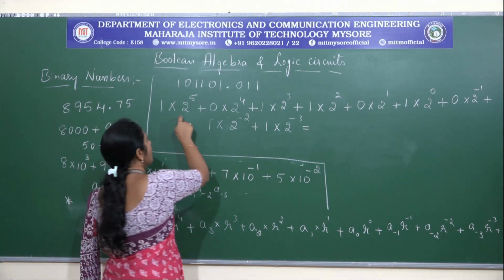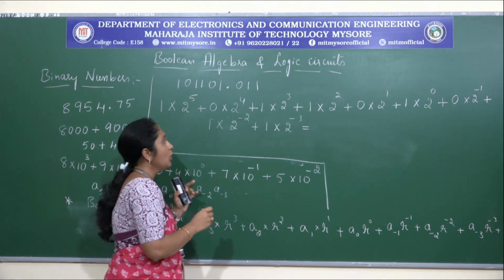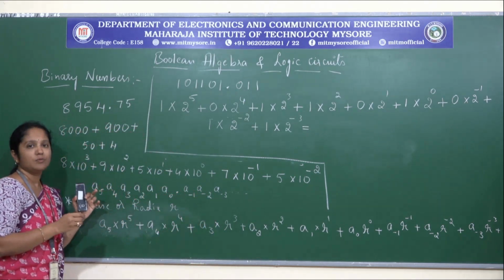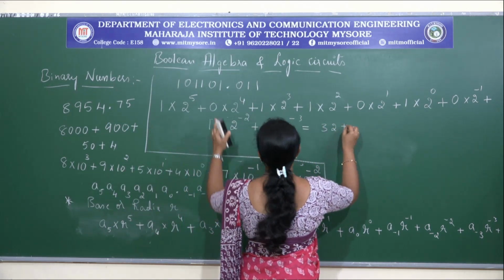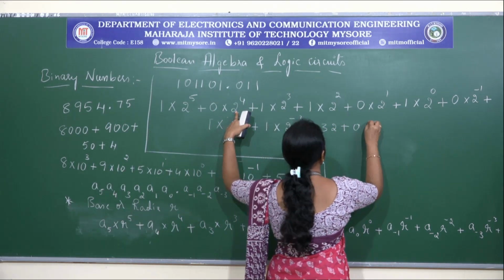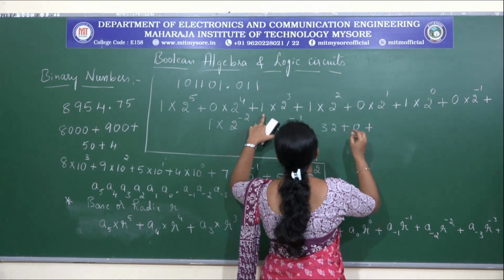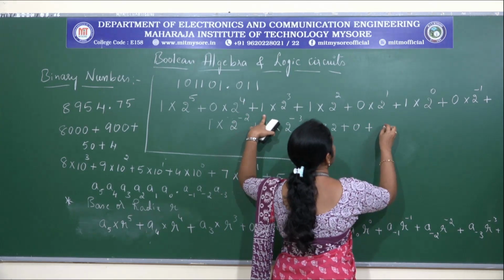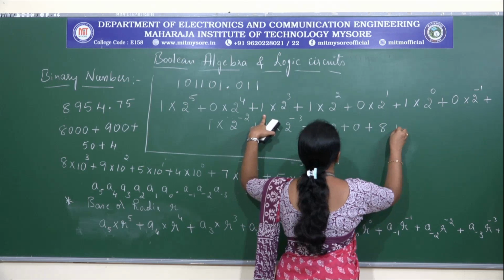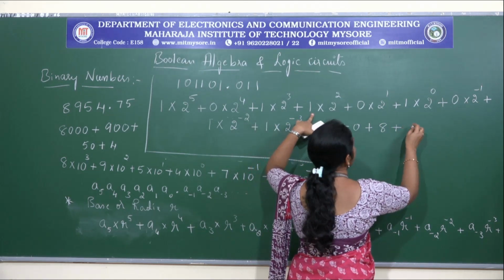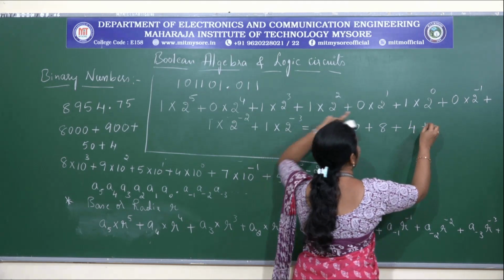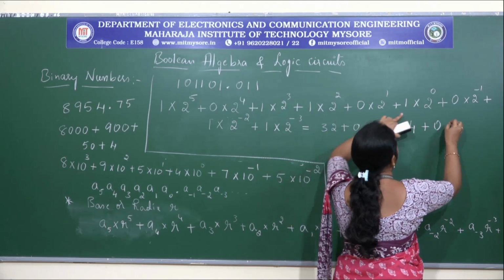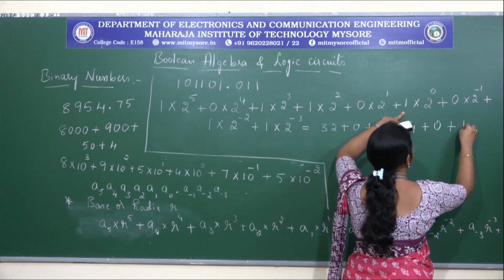Let us find out. So we have 1 into 2 power 5. 2 power 5 is 32. Next we have 0 into something. Yes, 0 into anything is 0. And next we have 1 into 2 power 3, which is 8. Plus next we have 1 into 2 power 2. 1 into 2 power 2 is 4. Next we have 0. Next we have 1 into 2 power 0, which is 1.